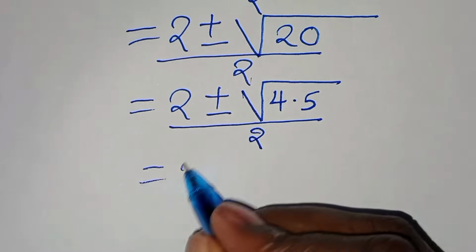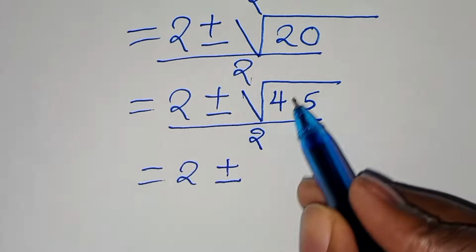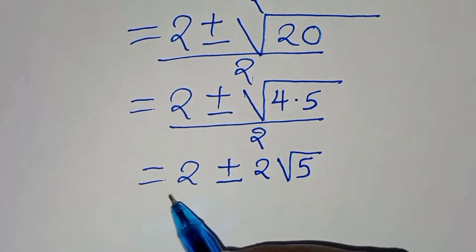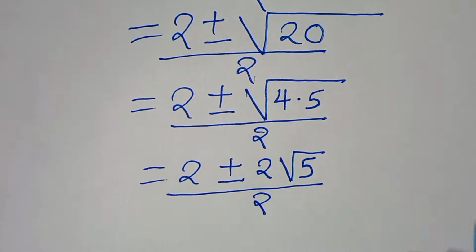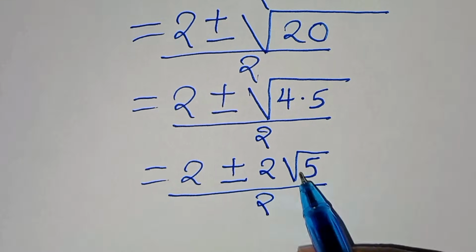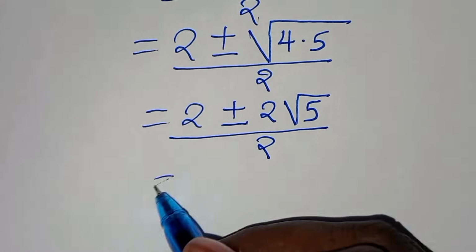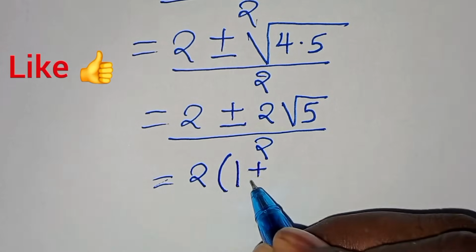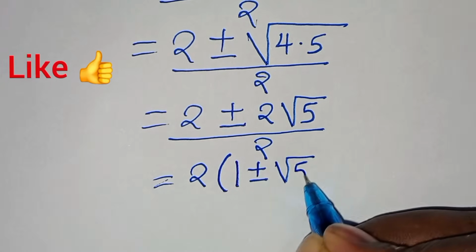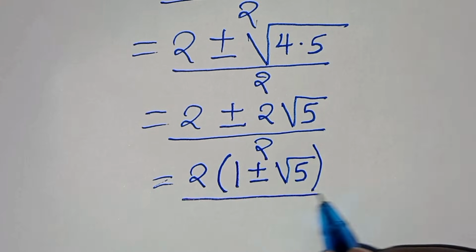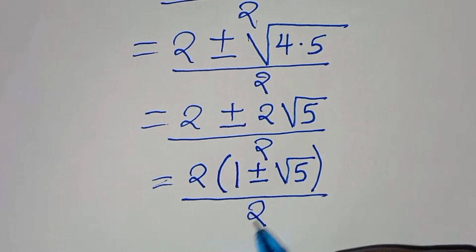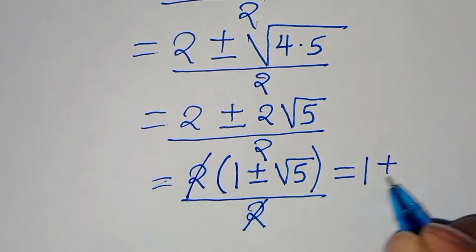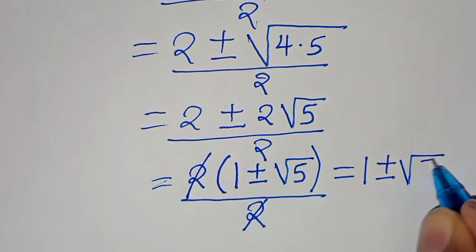So this is 2 plus or minus the square root of 4, this is 2, then square root of 5. Everything here divided by 2. In the numerator here, we have that 2 is common, so we can factor out 2 into the parentheses. This is 1 plus or minus square root of 5, close the parentheses, everything here divided by 2. So let's simplify 2 and 2 here so that we have 1 plus or minus square root of 5.